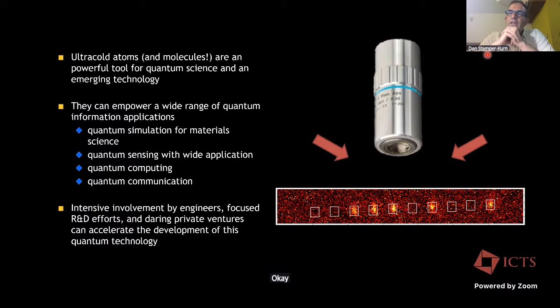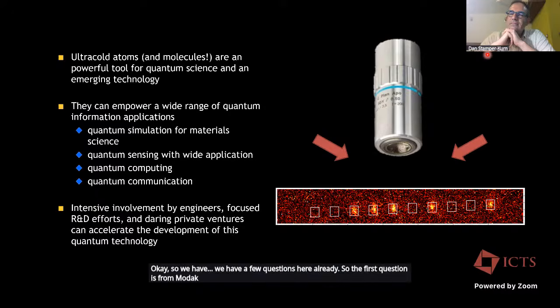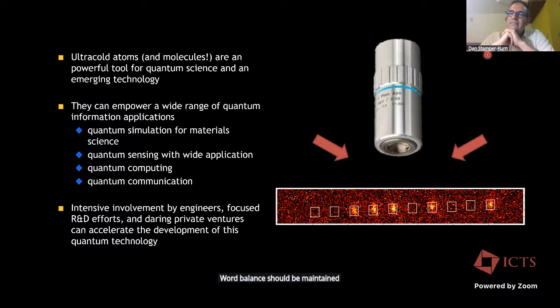Okay, thanks. So we have a few questions here already. The first question is from Modak. He's a BSc student, and for a BSc student aiming to go into quantum computing research, what balance should be maintained between physics, mathematics, and programming?